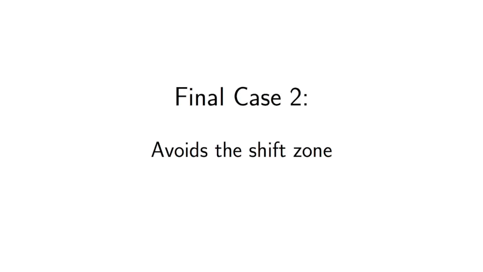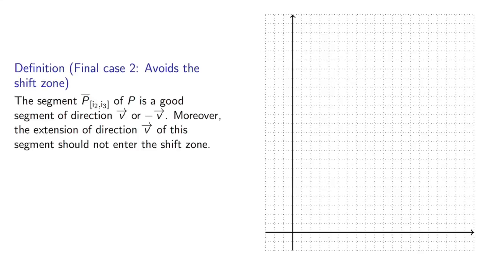The second final case is called avoids the shift zone. In this case, we do not draw the seed and the path assembly. Instead, consider the shift zone, that is to say the square of width b4. Now we suppose that there exists a good segment of P of direction V or minus V. This segment starts in I2 and ends in I3. We represent here the case where this segment is of direction minus V. Now we want to extend this segment in direction V.